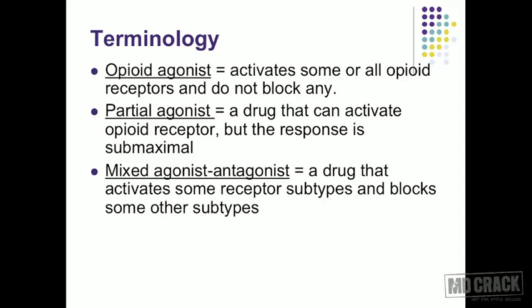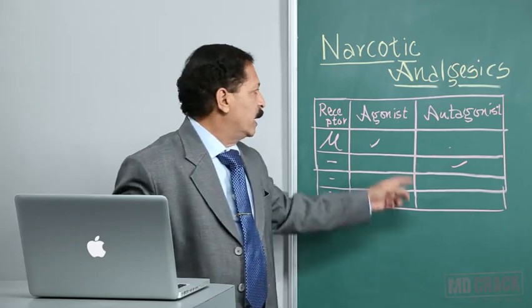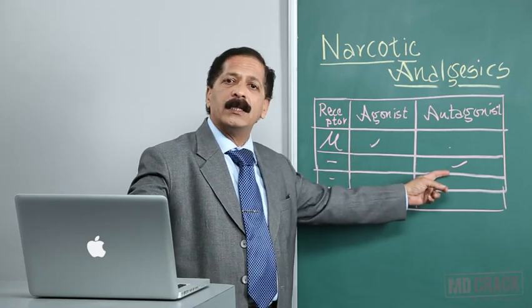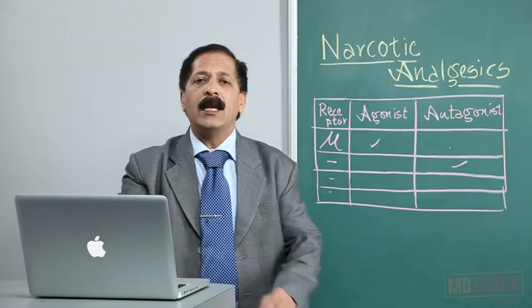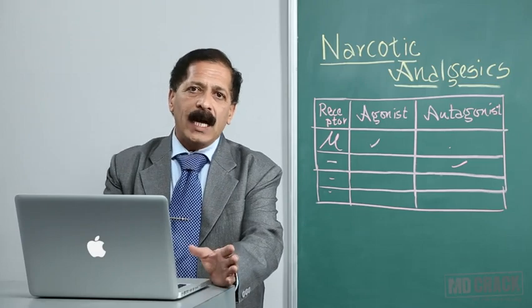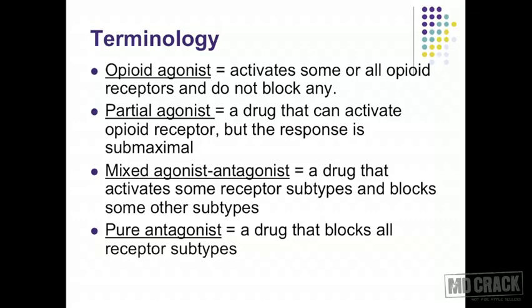Now let's understand the definition. A drug that activates some receptor subtypes and blocks some other subtypes, so for example stimulates this receptor but blocks another receptor, is going to be a mixed agonist-antagonist. And the last one is going to be a pure antagonist. It's a drug that blocks all subtypes of the receptor. So you're going to get opiate agonist, partial agonist, mixed agonist-antagonist, and pure antagonist.